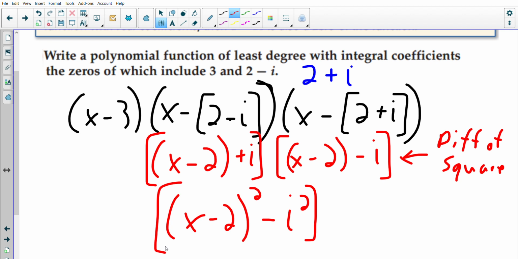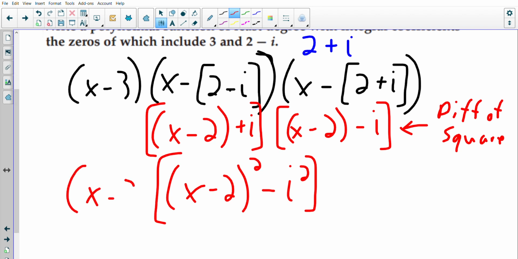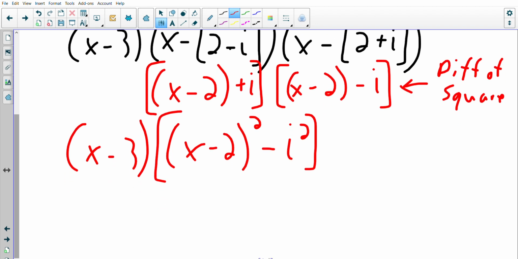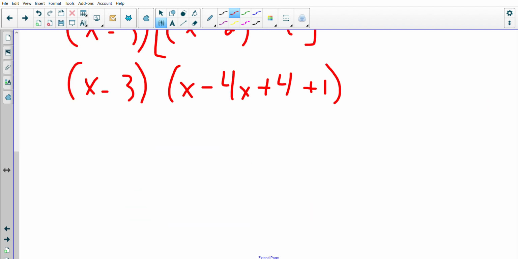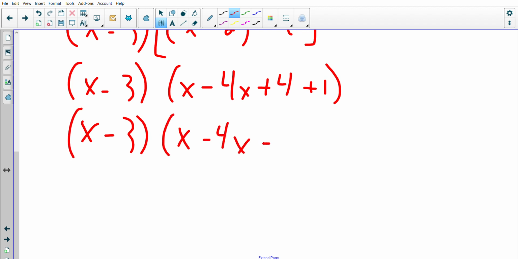Okay, and then we're still multiplying the x minus 3 on the outside. So now x minus 2 quantity squared, that is just x squared minus 4x plus 4, and then negative I squared is just negative 1 times negative, so minus a negative 1 would just be plus 1. And so I'm just simplifying. So we have x squared minus 4x plus 5. Okay. So now we're just going to finish it off.